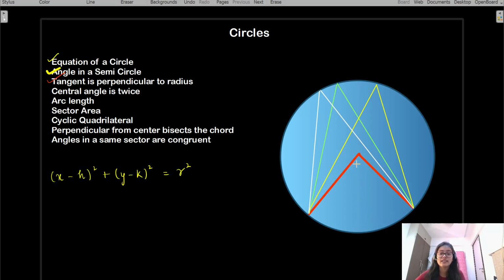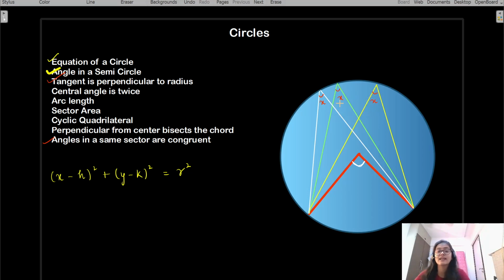Okay, so this central angle is going to be twice all these angles. So for example, if this is x, this will also be x, which is your last theorem: angles in the same sector are congruent. So let me cover this as well.